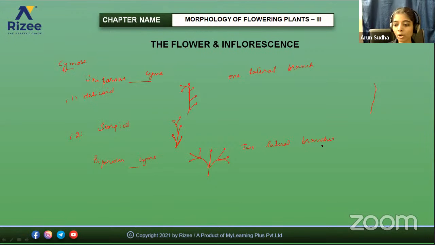So here there are two lateral branches, and if you take the multiparous, there are many branches. So the main branch ends in a flower, and here there will be many branches, and here also there will be many branches.